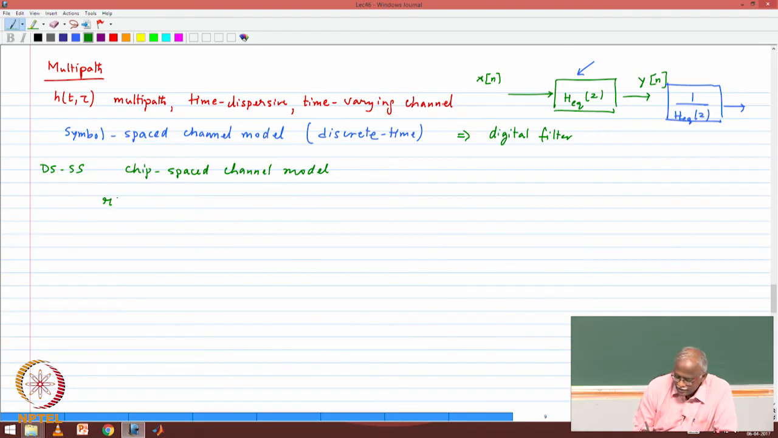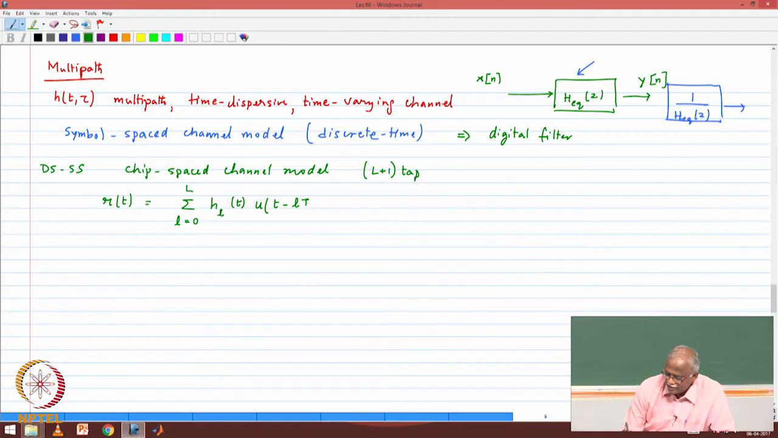We say that the received signal at the receiver is equivalent to an L+1 tap model, and this can be represented as a summation from l equal to 0 through L, that's your L+1 taps. The coefficients of the symbol space channel are H subscript l of t times the original transmitted signal. The baseband representation of the transmitted signal was u of t. Because these are chip spaced shifted versions, this will be t minus l Tc.